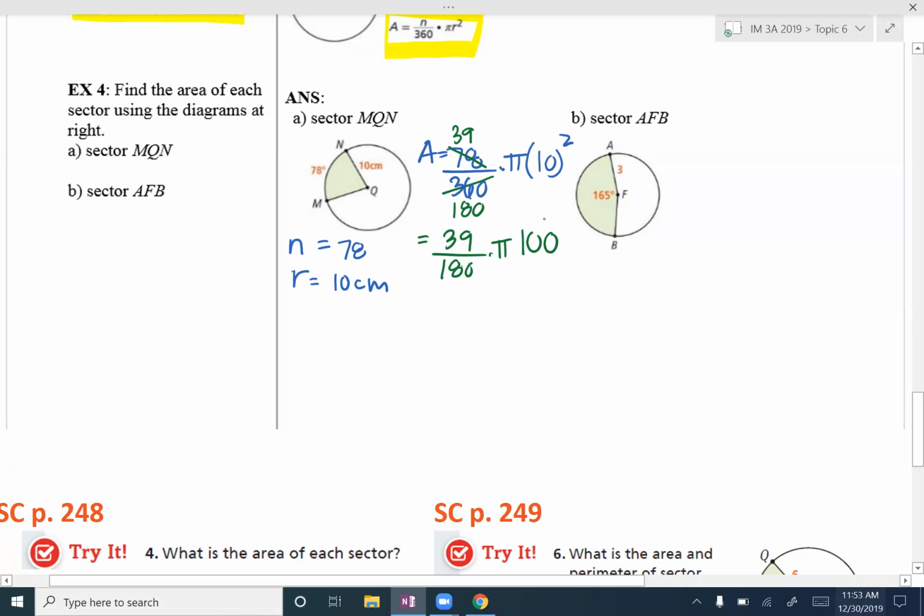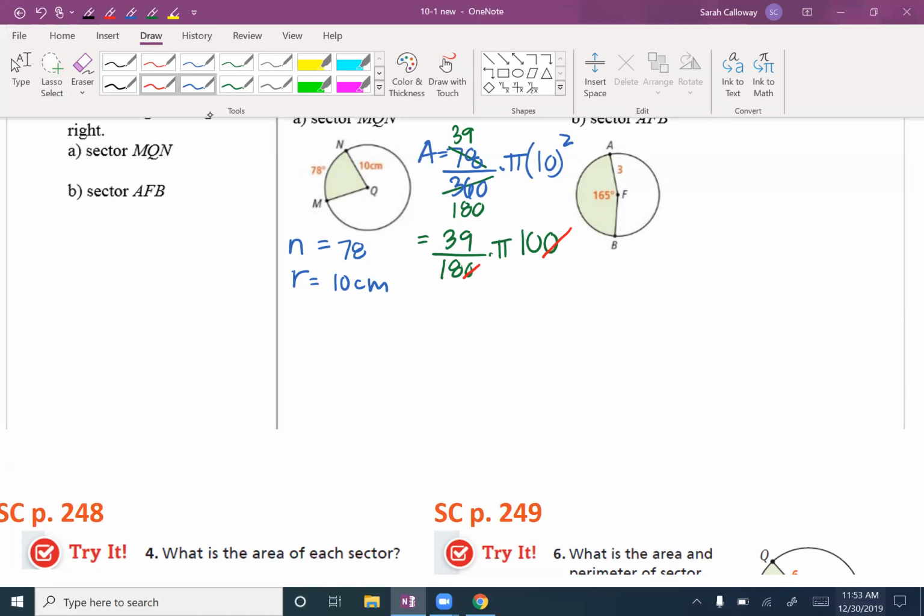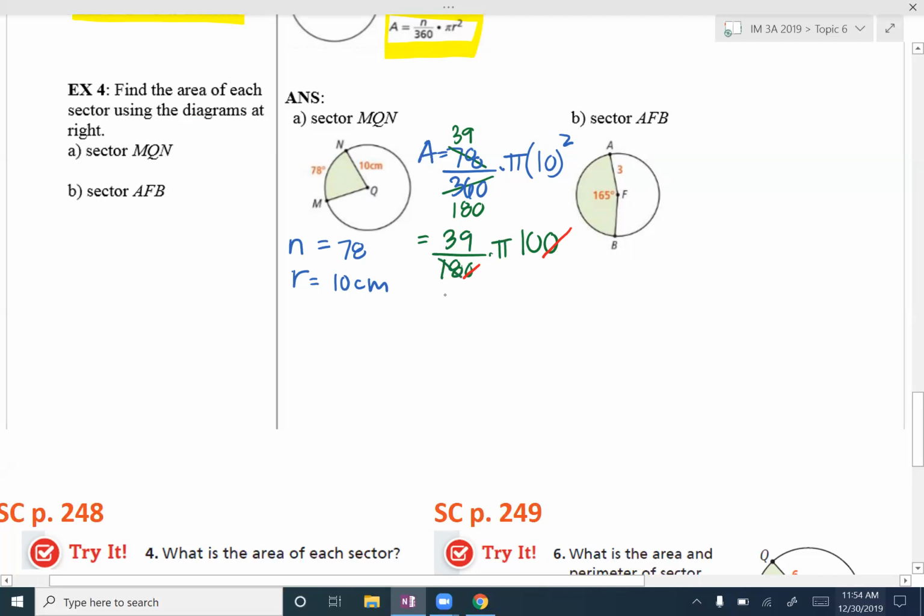What I want to do is reduce whatever I can in this step. Since I have a 100 and a 180, I can divide both of those by 10. And then 18 can be divided by the 3 like we said. So 18 divided by 3 is 6, and then 39 divided by 3 is 13. And just to clean this up, that means that we have 130 pi over 6.